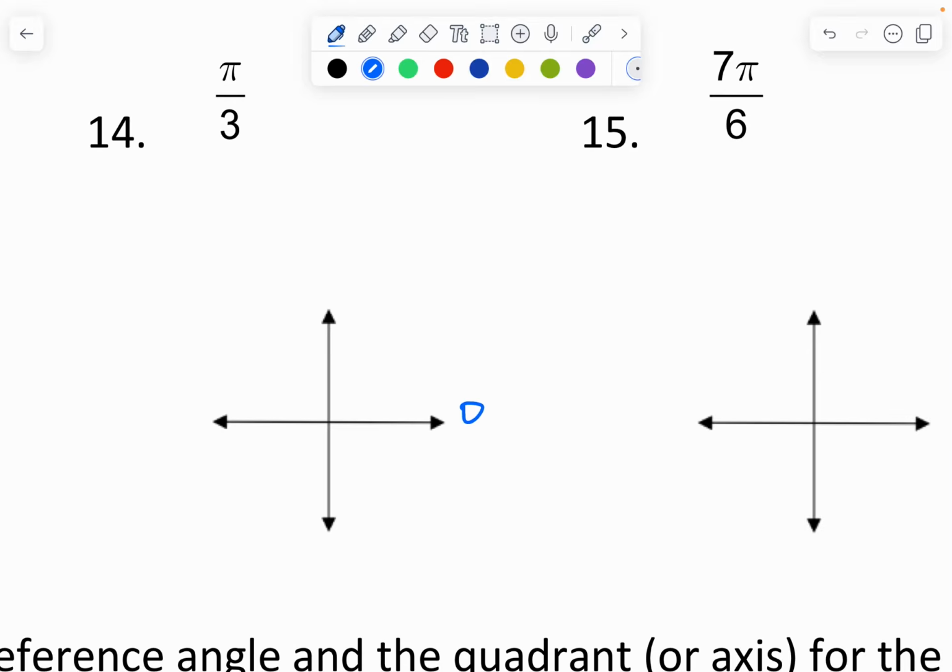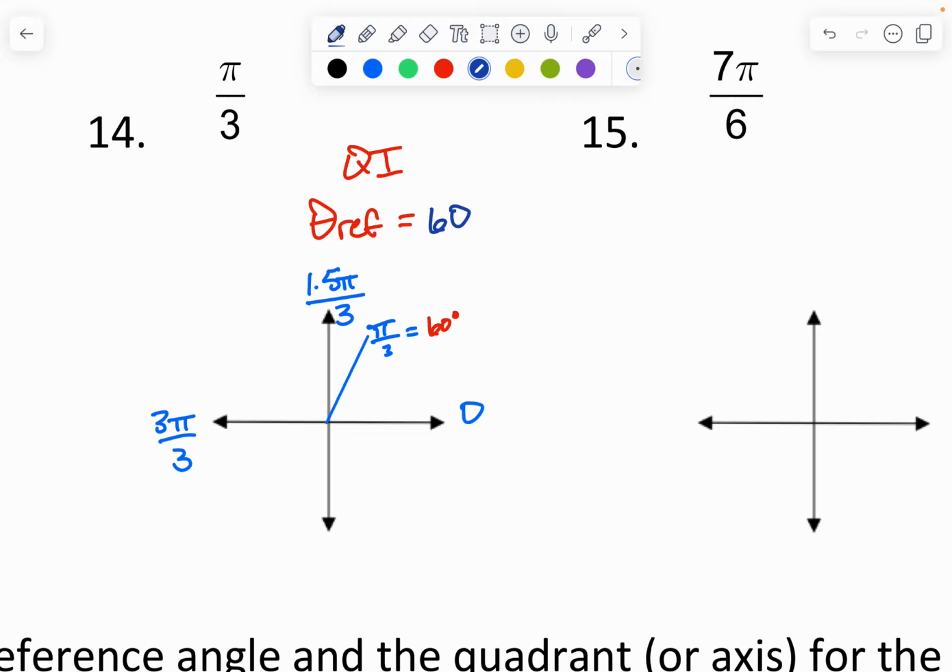For pi over 3, if you start at 0 and go over to 3 pi over 3, up here you'd have 1.5 pi over 3. 1 is going to lie right here. If you remember, pi over 3 is 60 degrees, so we're in Q1. Whenever in Q1, reference angle is the standard angle. So we would say the reference is 60 degrees, but we'd say it's pi over 3.